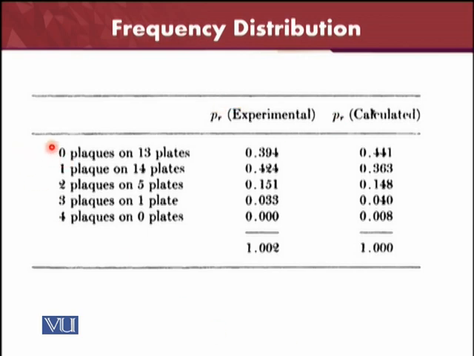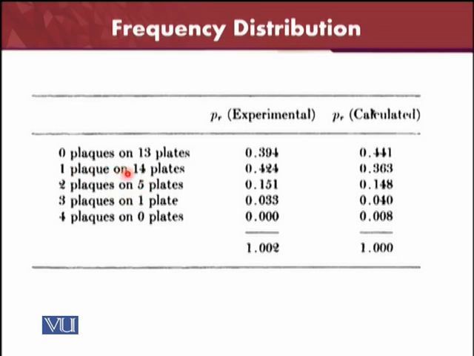First of all, if we have 0 plaques on 13 plates, then the experimental PR will be 0.394 and the calculated will be 0.441. Similarly, you can see that the plaque numbers will be 0, 1, 2, 3 and 4. However, the number of plates was different. With the increasing number of plaques, the number of plates differs quite a lot.